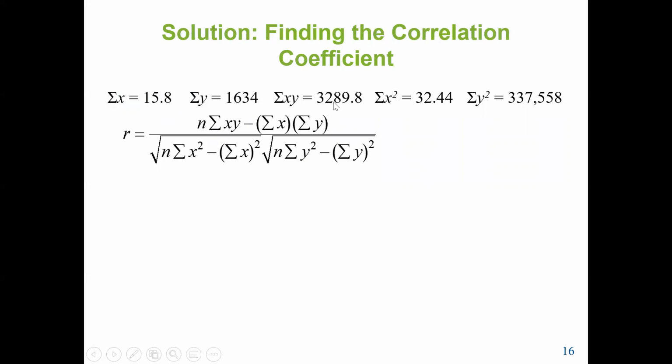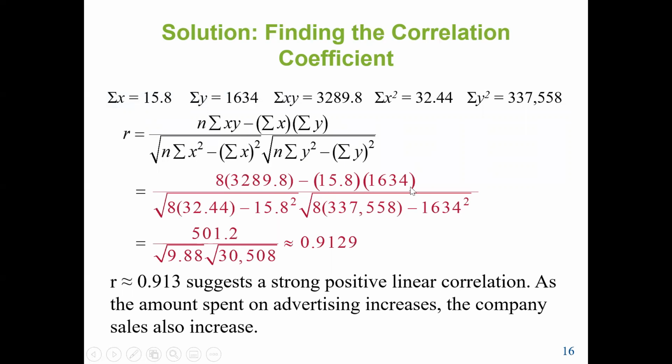So we just plug in all the values. So this is what we did. Again, n is 8 and the rest. After the arithmetic operation, we get 0.9129. That's very good. This tells us that the value is almost close to 1.